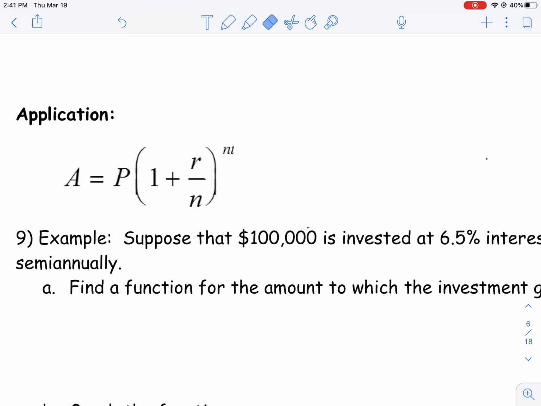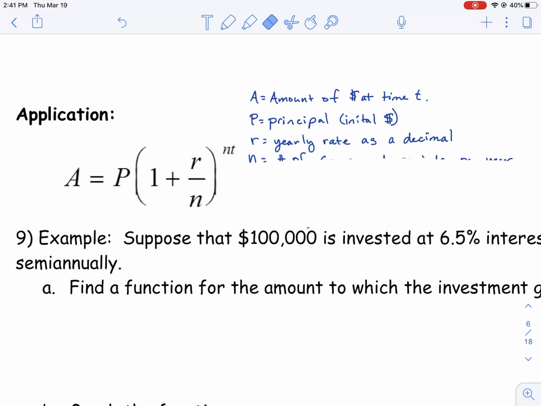When money grows exponentially, it's often modeled using this equation: A equals P times the quantity 1 plus R over N, to the NT. This may look a bit overwhelming, but let's look at just a few pieces of it. A is the amount of money at any given time T. P is the principal, which is the financial word for the initial amount of money. R is the yearly rate given as a decimal.